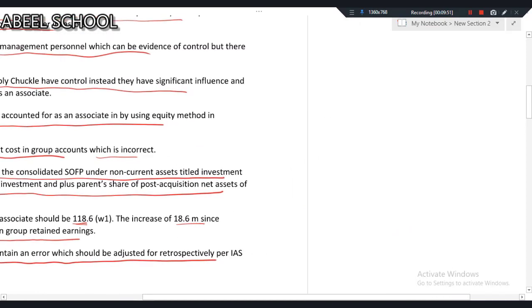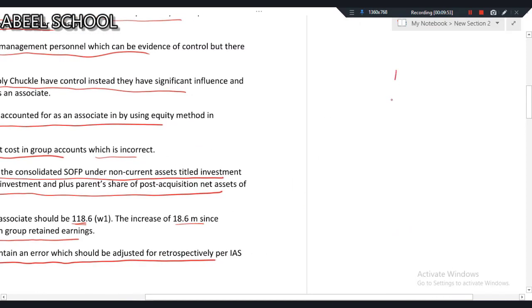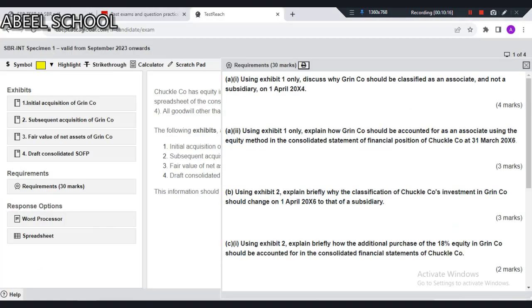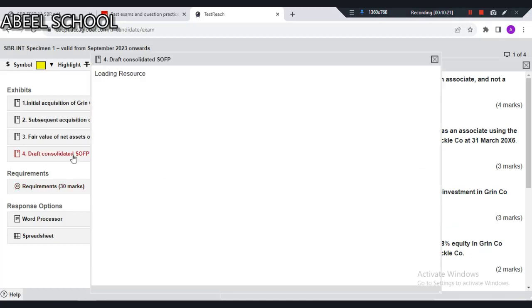How did I calculate 118.6? If I tell you quickly, the cost of investment is 100 million, then simply add the share in post-acquisition reserves: 348 minus 286, times 20%. I'll get 18.6, that is 118.6. So by 18.6, investment in associate will increase, as well as the group retained earnings. Let us show this calculation a little bit on this draft consolidated SOFP. That will also help us.